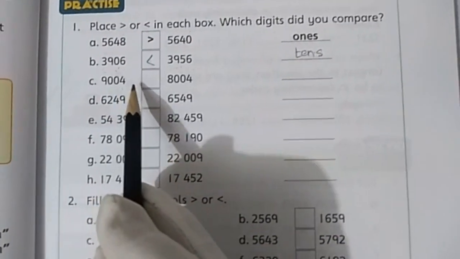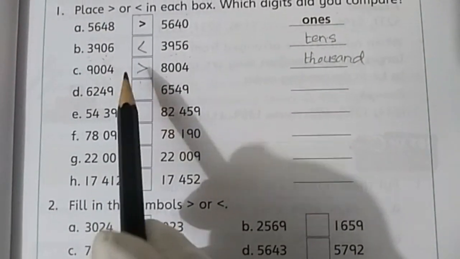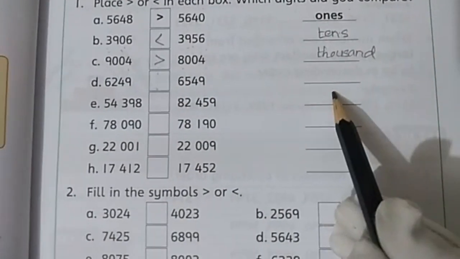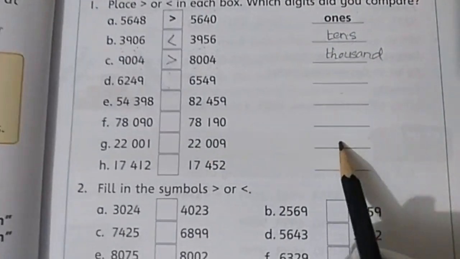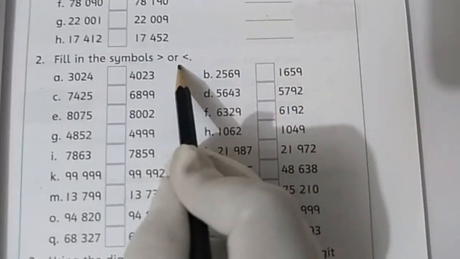In part C, 9004 is dash than 8004. Greater or smaller? Yes, it is greater than. And which digit do we compare? Thousands. In this way, you complete your exercise A till H. First, write the smaller or greater symbols in these boxes, and then write the names of the digits we compare.